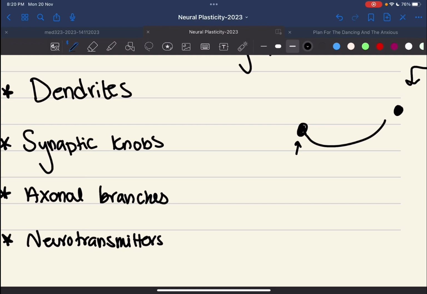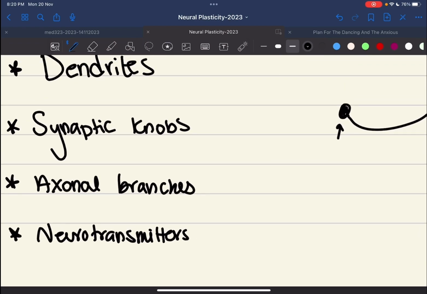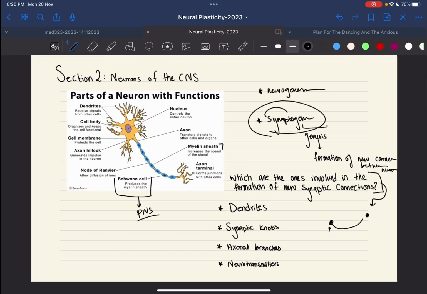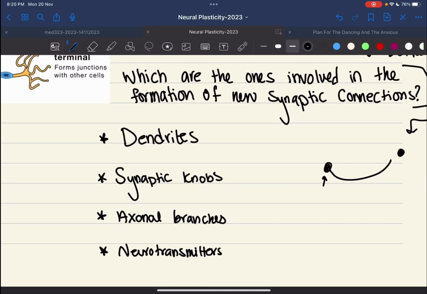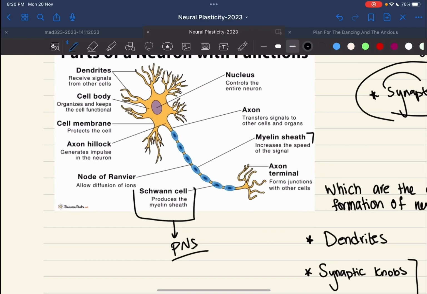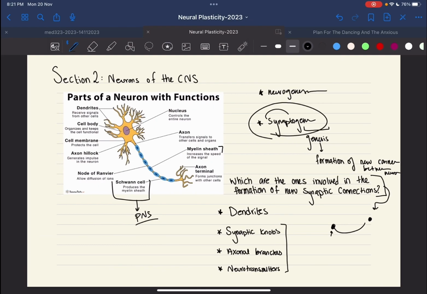Neurotransmitters, again, they're not really a part of the neurons, but just remember them. If you want to look into what each of these are, you can take a look at the index, which again is going to be in the notes, which is going to be in the Google Drive, linked in the description down below. Okay, moving on. So that's it. We just finished the first section.